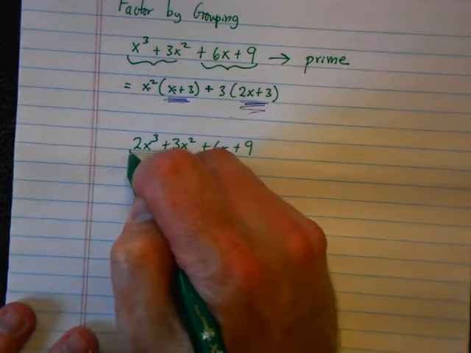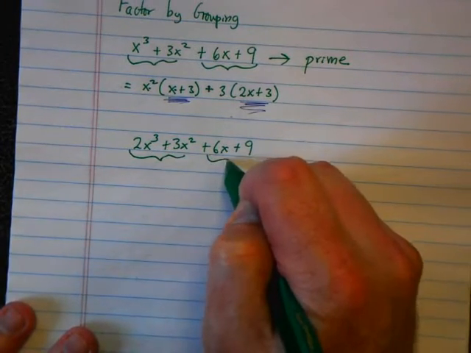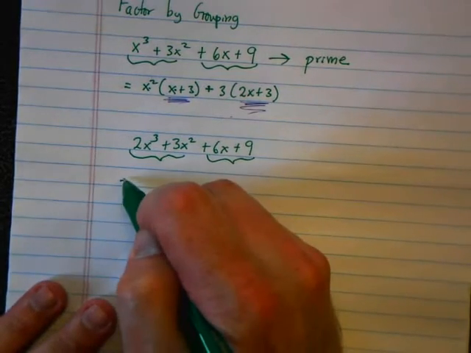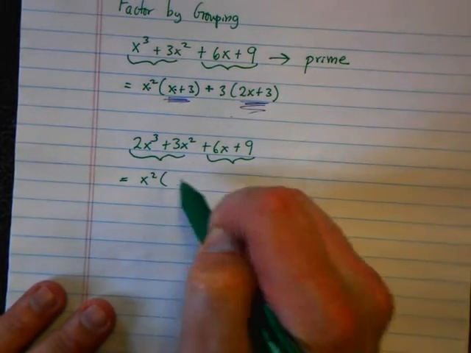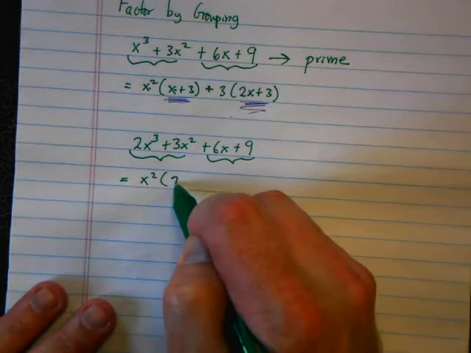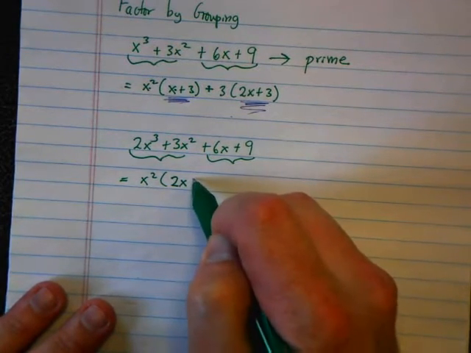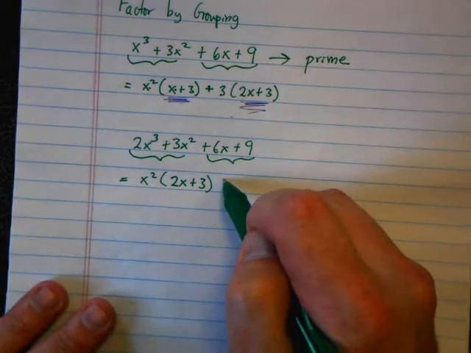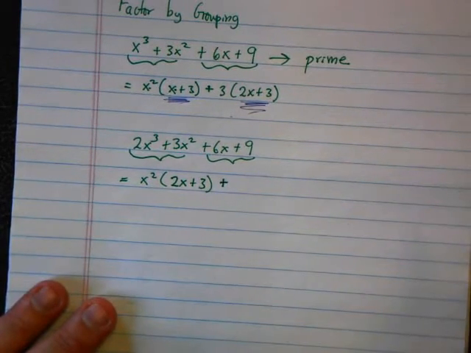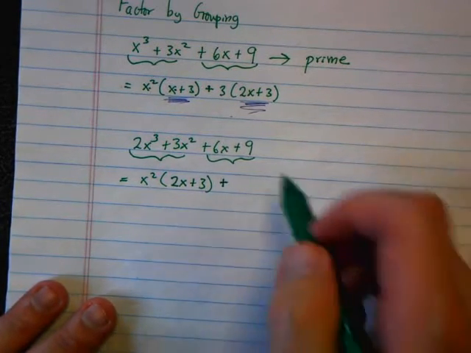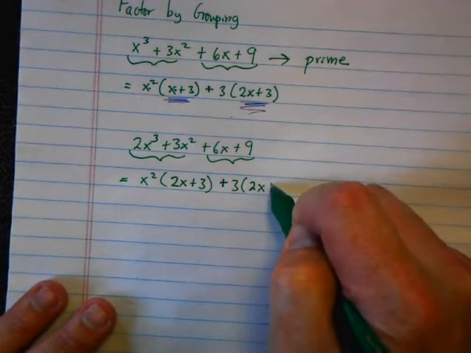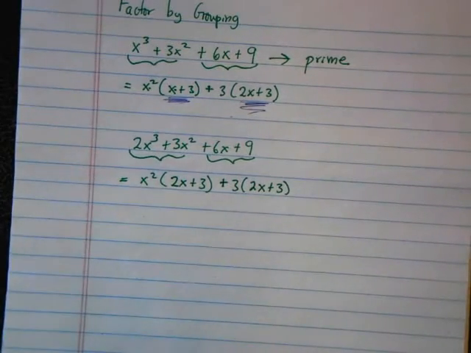I go to my grouping. I group the first 2. I group the second 2. What's common in the first 2? X squared. And left over? 2x plus 3. Plus, what's common in the next group? 3 still. And left over? 2x plus 3. Okay, now we're in good shape.